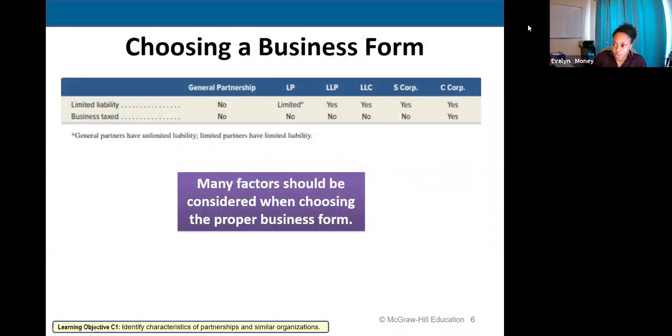So which one should you choose? Should you choose a limited partnership, an LLC, or a C Corp? Well, it depends on what your ultimate goals are. I typically advise people, if you're going to start a business, whether by yourself, because you can have a single owner LLC, or with somebody else, do an LLC so that your personal assets are protected. Don't expose yourself.